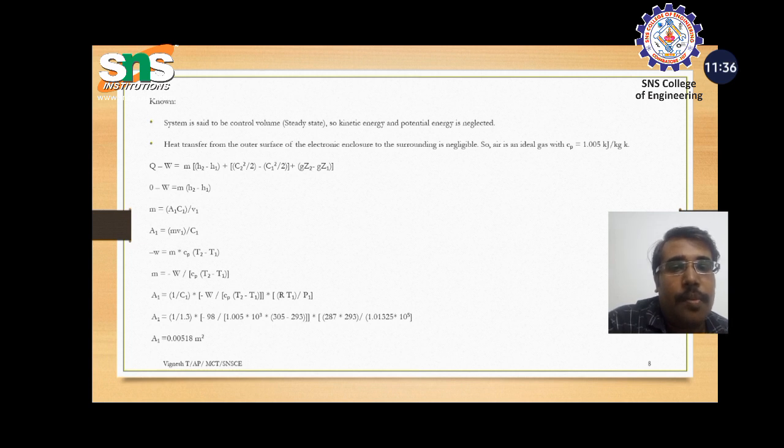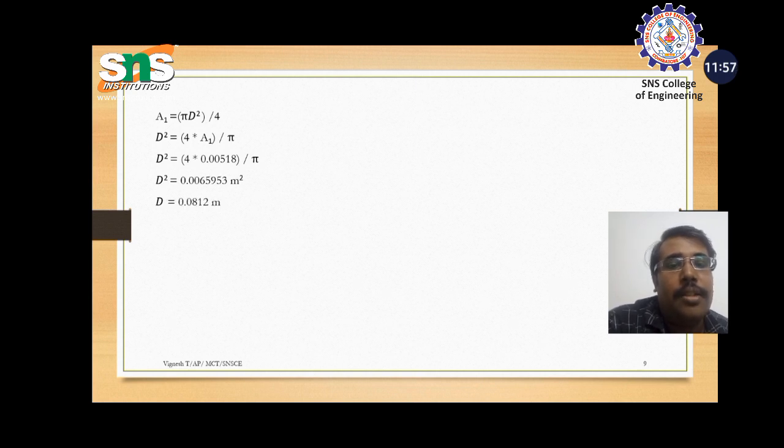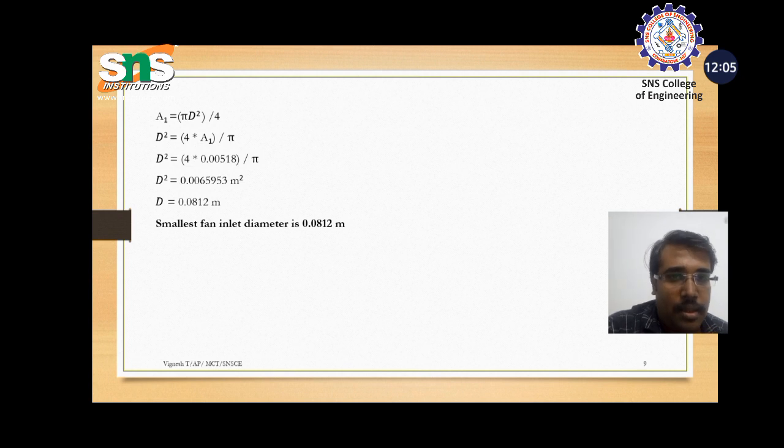Substitute all the terms in that equation, and you will get the area of that fan as 0.00518 meter square. Okay, we know that the fan has a circular cross-section, so the area of a circle is pi d square divided by 4. Rearranging those terms, you will get the diameter as 0.0812 meter. Okay, so this is the smallest fan diameter which we need to design. Okay, so that's it for this. Thank you for watching.